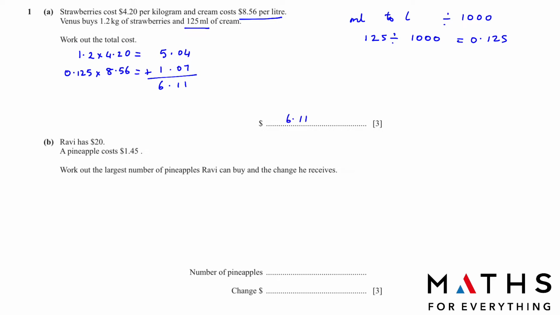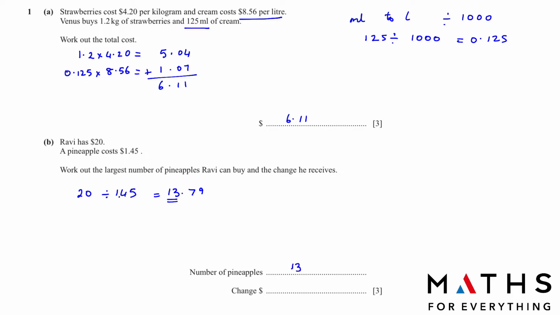Part B. Ravi has $20. A pineapple costs $1.45. Work out the largest number of pineapples Ravi can buy and the change he receives. What can we do now here? We will divide 20 by 1.45. The answer we get is 13.79. Pineapples cannot be in pieces, right? So how many pineapples can he buy?